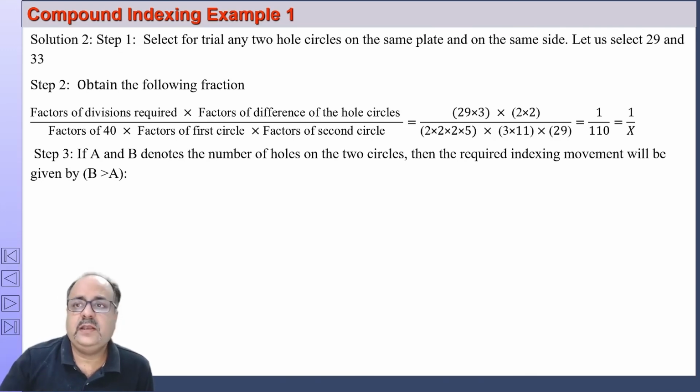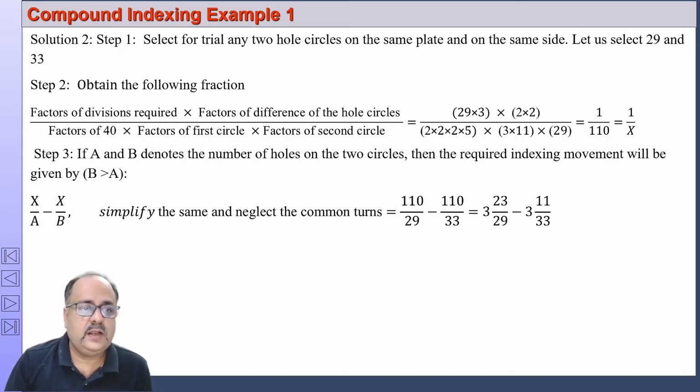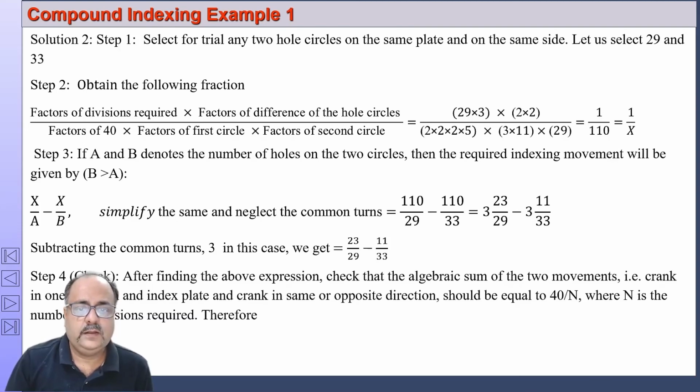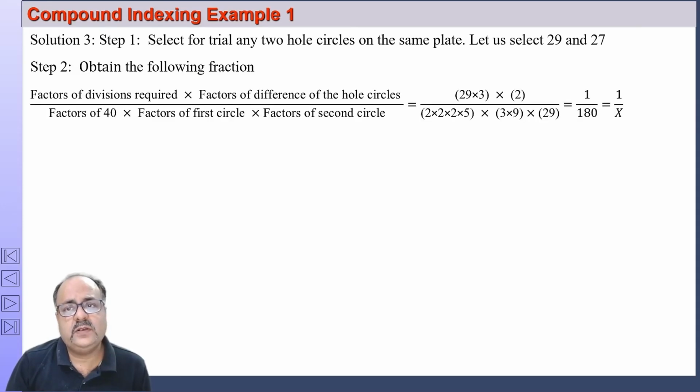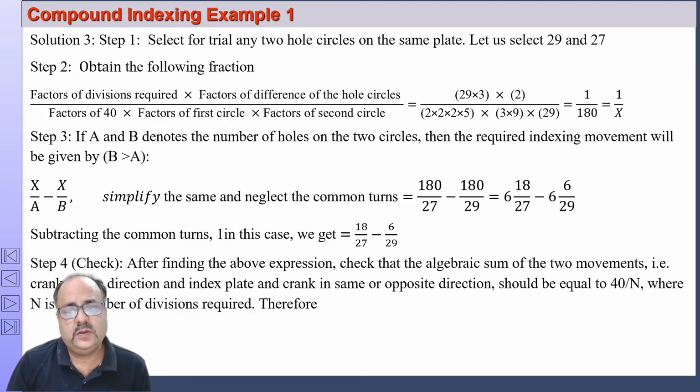Okay, same thing, same example. If we take 33 in place of 21, so 29 and 33, we get this. You can solve this, you will get 1 by 110. So similarly, this movement will be 23 by 29 minus 11 by 33, and third will be 29 and 27. So this is the solution.